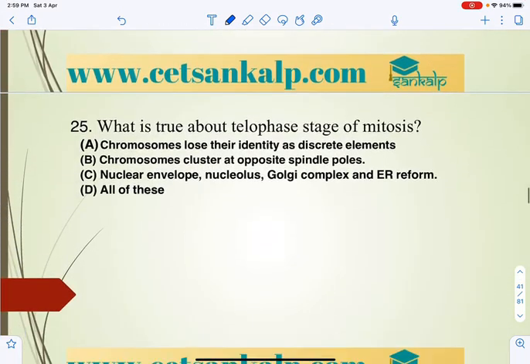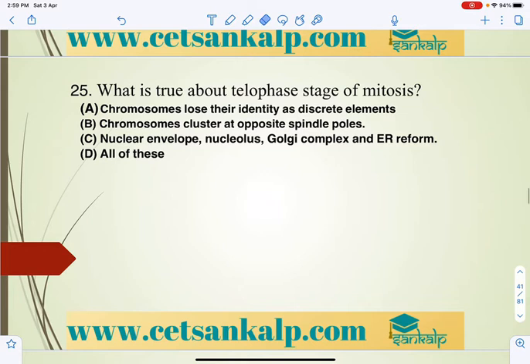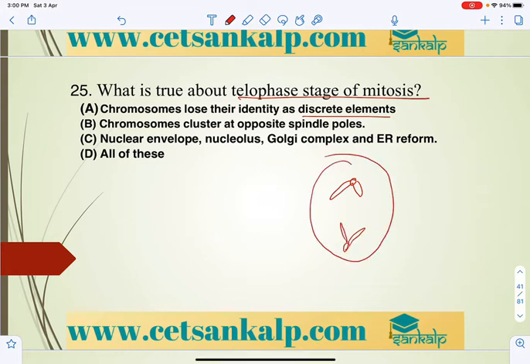Next, what is true about the telophase stage in mitosis? What happens in this case? Chromosomes lose their identity as discrete elements. In anaphase they move completely towards the pole. Here decondensation, that is uncoiling, takes place. And the nuclear envelope reappears, and the organelles reappear.